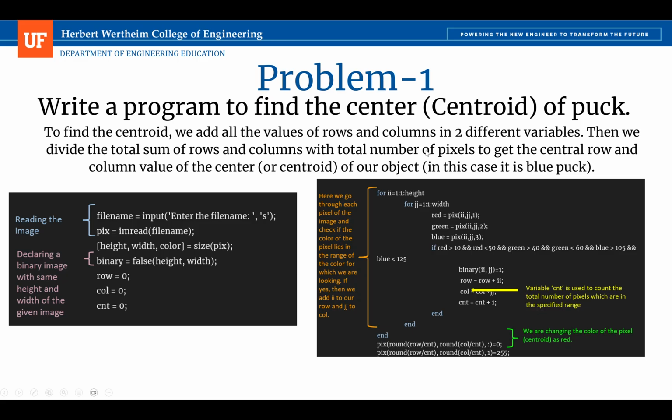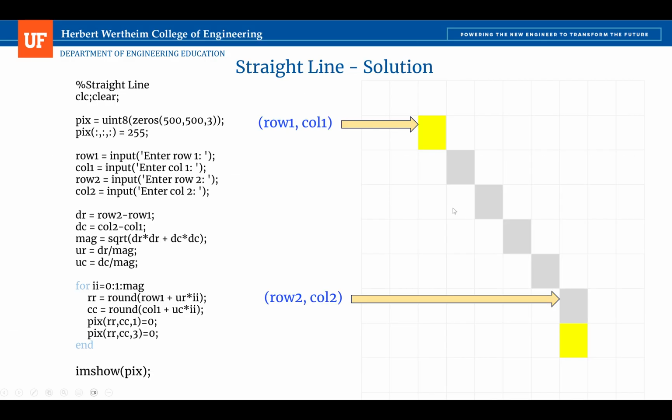So here there's another example. Write a program to find the centroid of a puck. You can take some time to analyze these programs. Use the office hours, work with the peer mentors, but there are some comments and some explanation that you might find useful for the problems that you're going to be facing later on. Here also we have an image where there is a straight diagonal line.